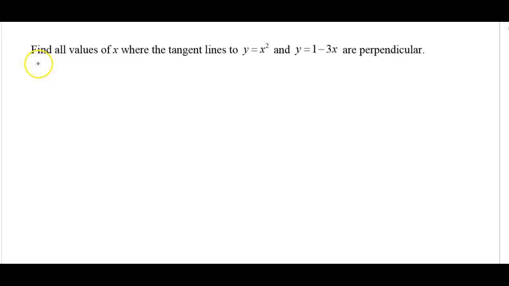And in this last example, we're asked to find all values of x, or x values, where the tangent lines, again, we should be thinking derivatives, where tangent lines to y equals x squared and y equals 1 minus 3x are perpendicular. So if we want the perpendicular relationship, we want slopes to be opposite and reciprocal to each other. So we want tangent line slopes to be opposite and reciprocal.